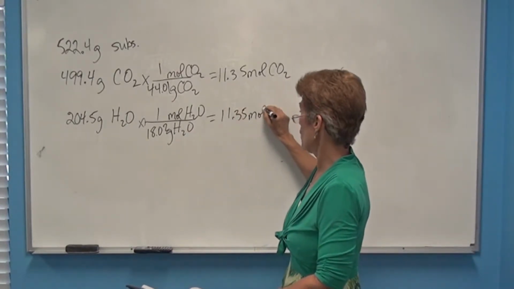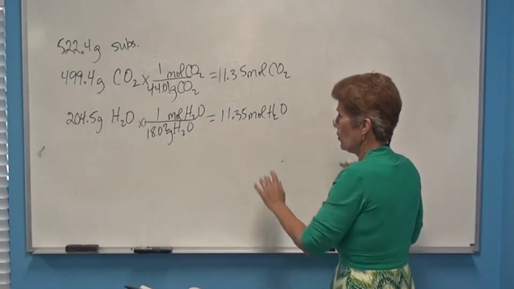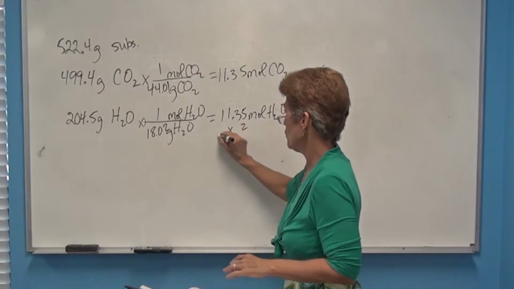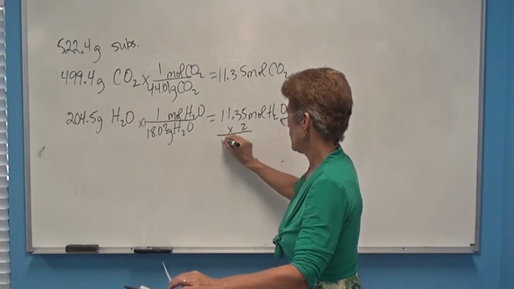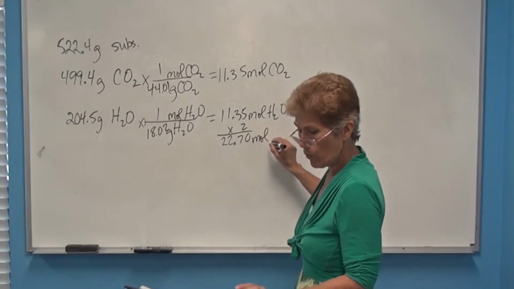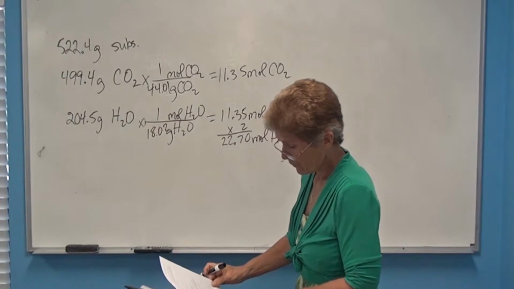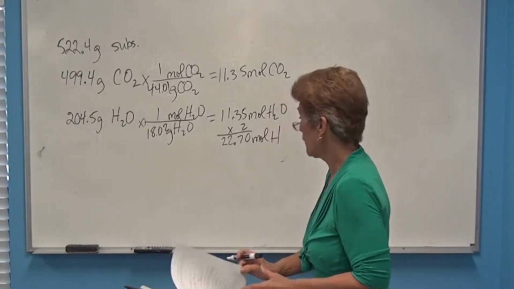This is going to give me also, interesting, 11.35 moles of water. Now, there's 2 moles of hydrogen to every mole of this water, so I'm going to go times 2 equals, and that's going to give me 22.70 moles of hydrogen. Okay, we're going to come back to that.